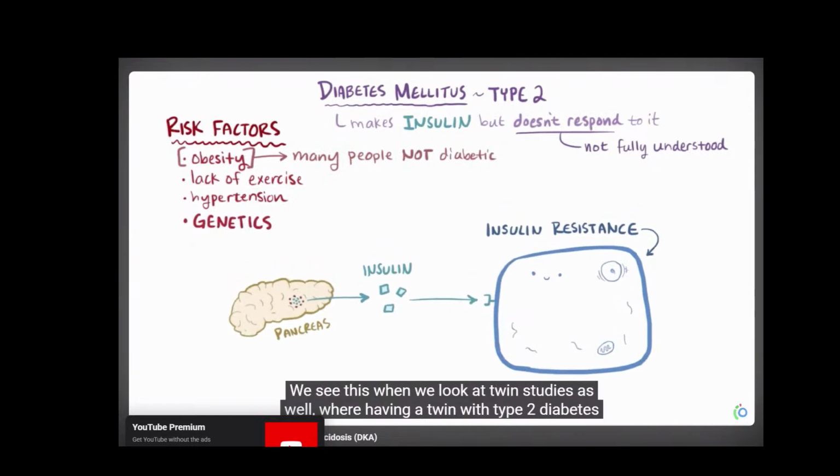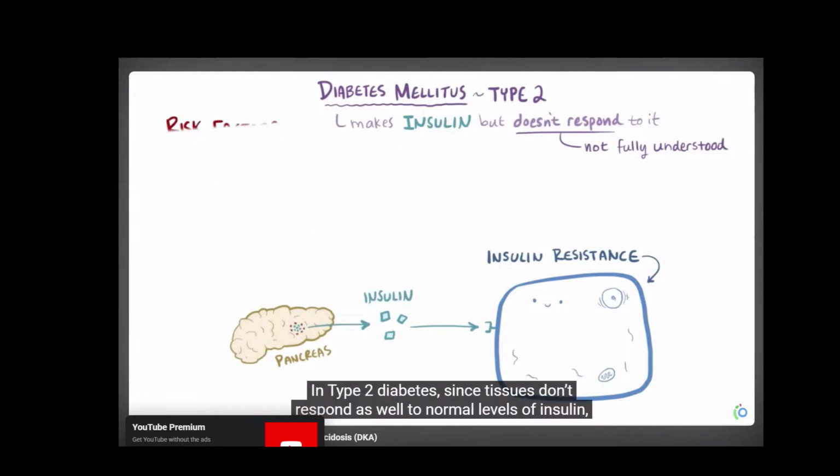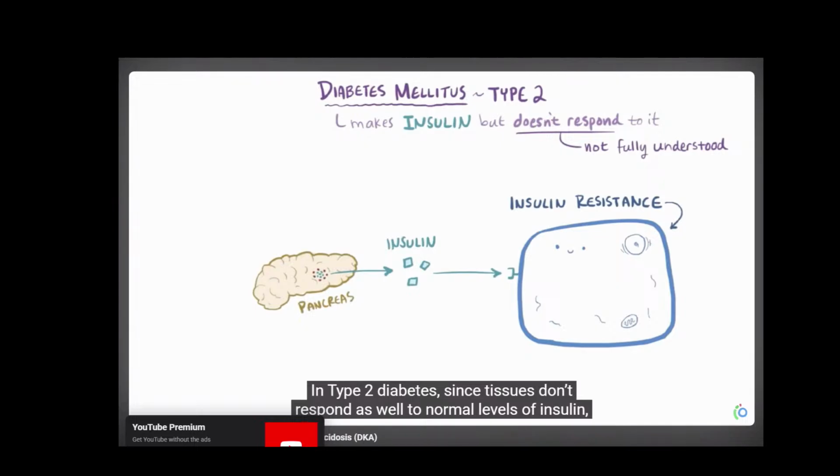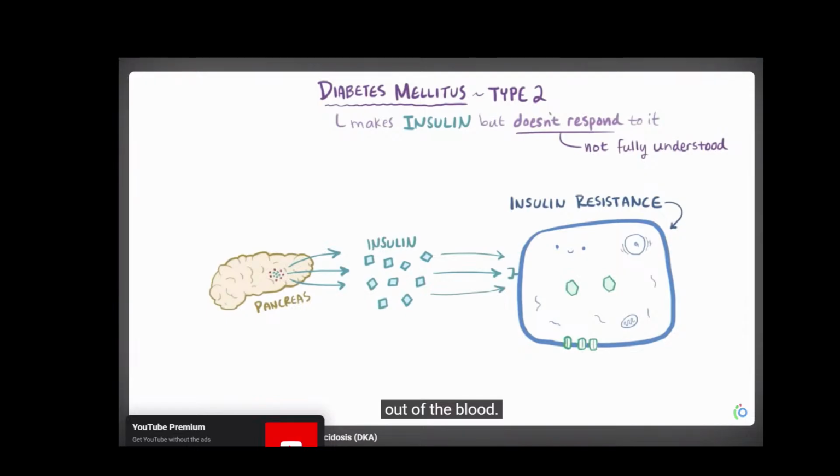We see this when we look at twin studies as well, where having a twin with type 2 diabetes increases the risk of developing type 2 diabetes, completely independently of other environmental risk factors. In type 2 diabetes, since tissues don't respond as well to normal levels of insulin, the body ends up producing more insulin in order to get the same effect and move glucose out of the blood.